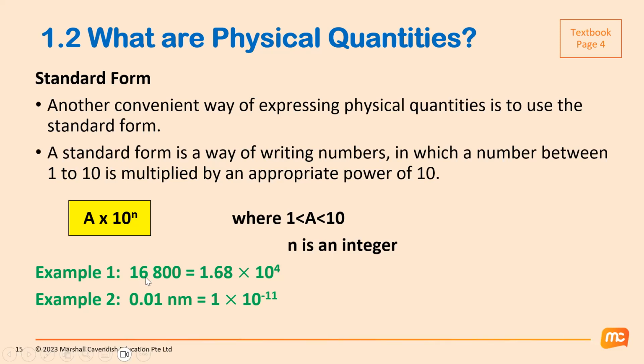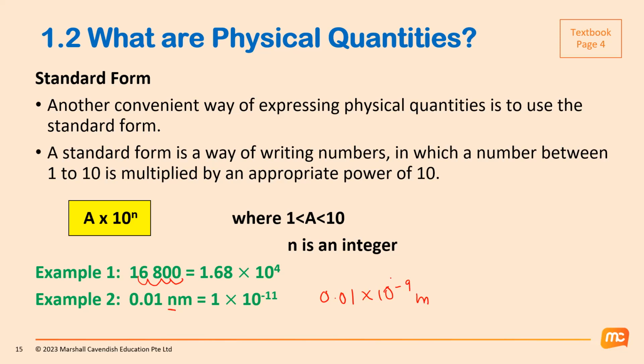So for example, I have 16,800. If I want to represent it in standard form, I need A times 10 to the power n. A must be between 1 and 10, so it must be 1.68. This is my A. So I shift my decimal place back. Just draw, I shift my decimal place by 1, 2, 3, 4, so times 10 to the power 4. And then next, if I have 0.01 nanometers, if you were to use your prefix, nano means times 10 to the power minus 9 meters.